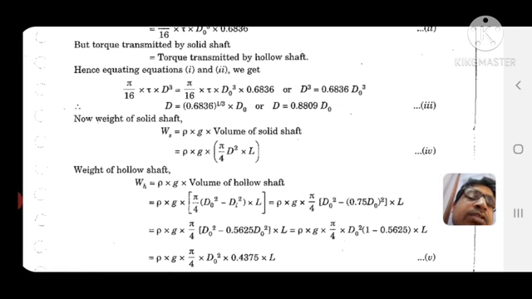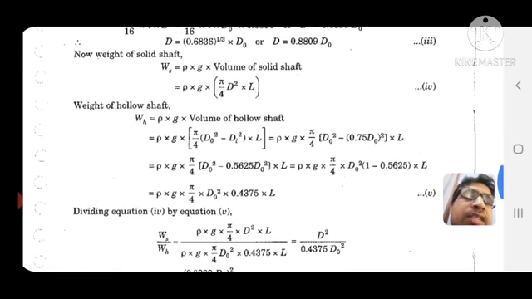Now weight of the solid shaft, that is equal to rho into g into volume of the solid shaft. Rho into g into pi by 4 d square into L. So weight of the hollow shaft Wh, that is equal to rho into g into volume of the hollow shaft. So rho into g pi by 4 (d0 square minus di square) into L. So rho into g pi by 4 (d0 square minus 0.75 d0 square) into L.